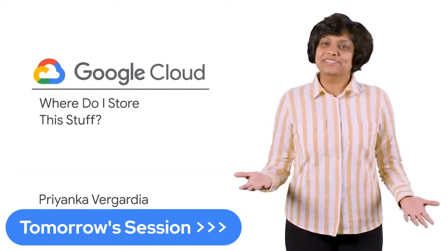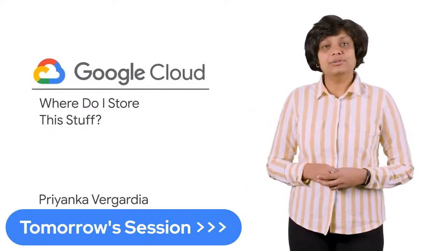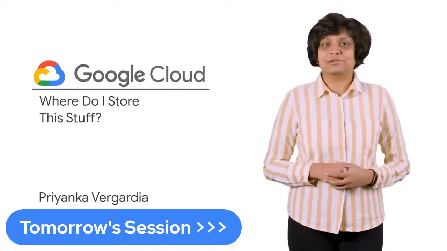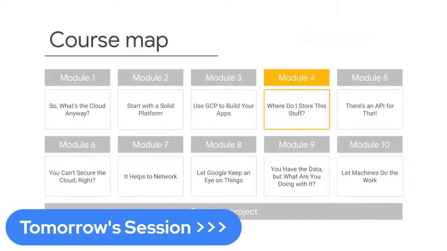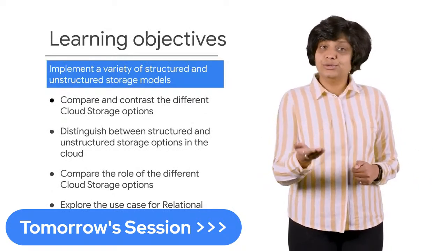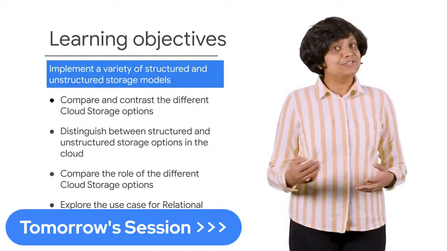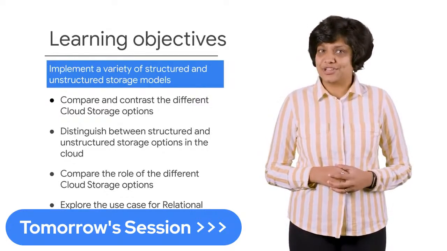Hi, I'm Priyanka and welcome to the module Where Do I Store This Stuff? In this module, you will see how you can take advantage of managed storage and databases for cloud applications. So far in this course, you've learned what GCP is, why you should have a solid platform before beginning a GCP transfer, and how GCP supports the building of apps. In this module, you will learn about storage and database options in GCP. The objective of this module is for you to be able to implement a variety of structured and unstructured storage models. To achieve this goal, you will need to meet the following learning objectives.